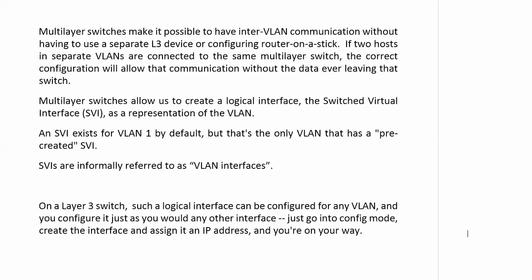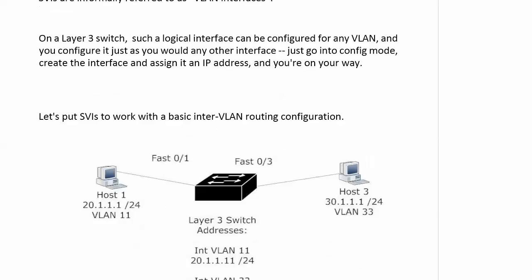Now, in a layer 3 switch, configuring a logical interface like this is just like configuring any other interface. You go into config mode, which is actually going to create the interface, put an IP address on it, and you're on your way. So what we're going to do is create this network.